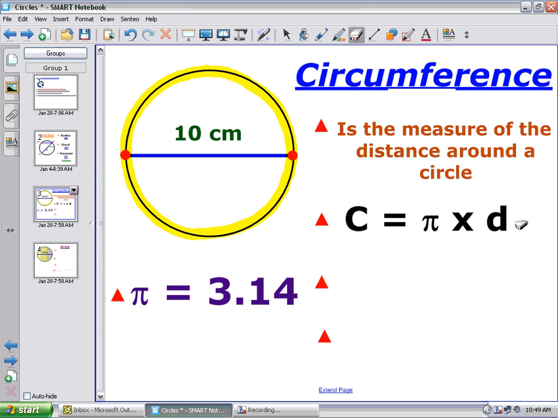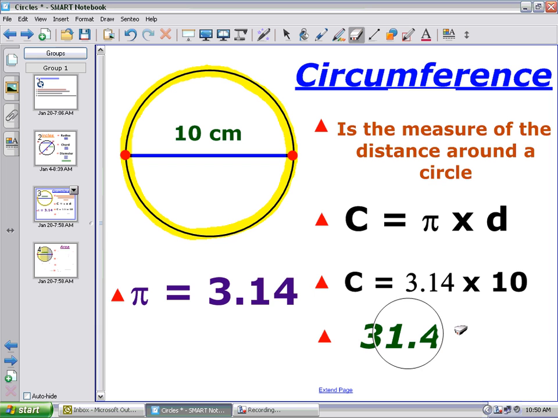So what we need to do is take the values in my formula and substitute them in. For pi, we are going to put in 3.14, and for the diameter, we are going to put in 10. Then we calculate this. 3.14 times 10 comes out to be my answer, which is 31.4 centimeters. This is how I calculate the circumference of a circle.